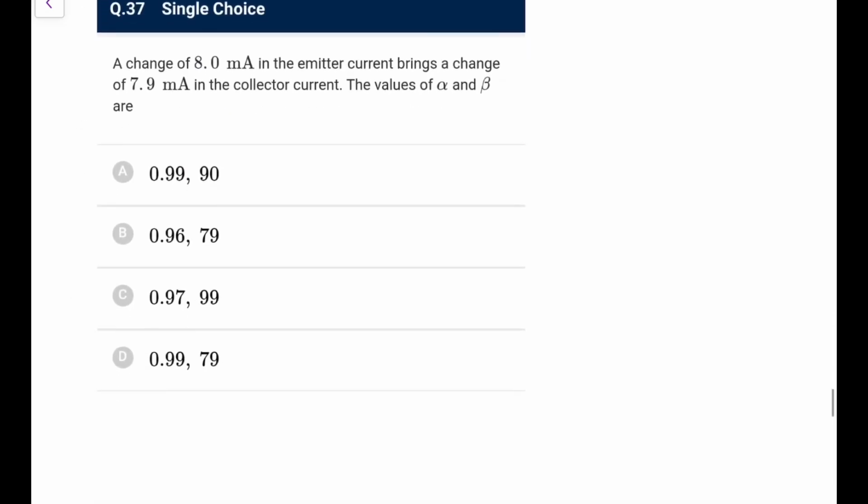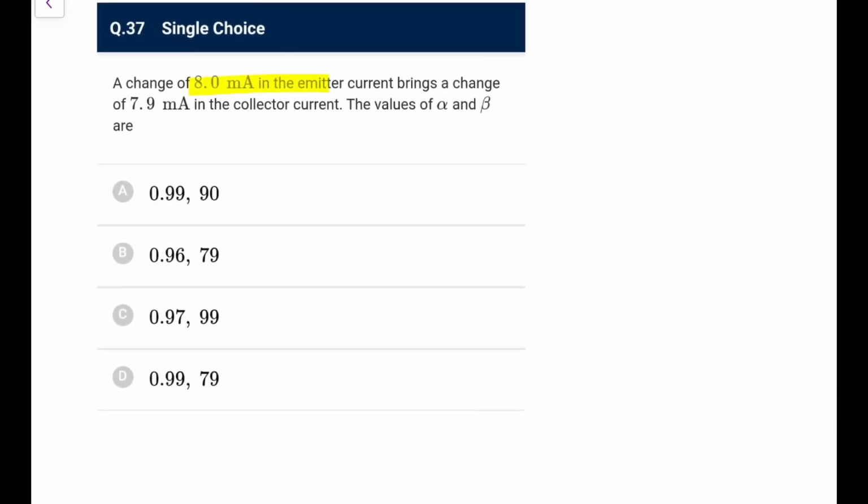Nice question. Change of 8 in emitter brings a change of 7.9 in the collector. The value of alpha and beta, this is repeated third or fourth time. I remember alpha is IC by IE, so this is 7.9 by 8.0. So it would be, you can make it out, 0.9864, so it would be 0.99 I can go for.